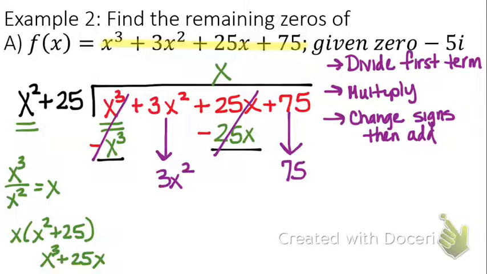So when we repeat it, we're going to start by dividing our first term, but our new first term would be this 3x squared and this x squared. So let's divide 3x squared by x squared. So what is 3x squared divided by x squared? What does that give you? 3. Put a plus 3 on the top.